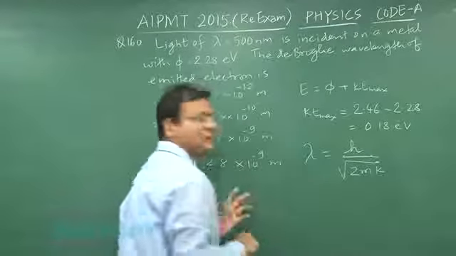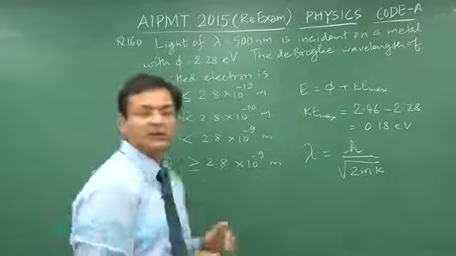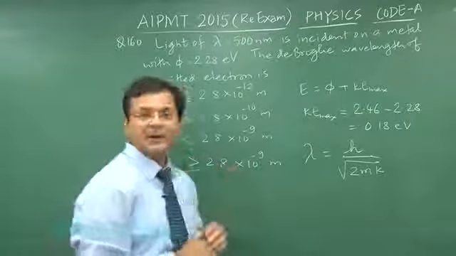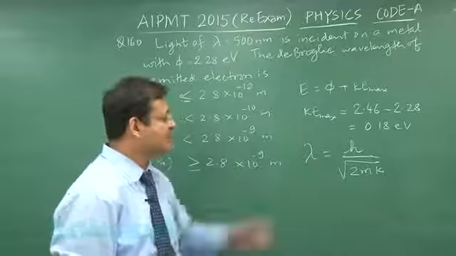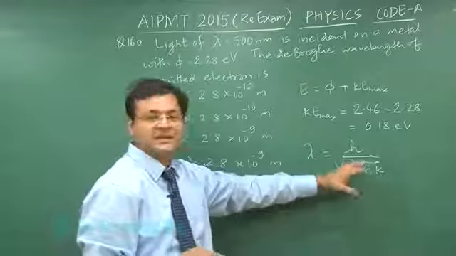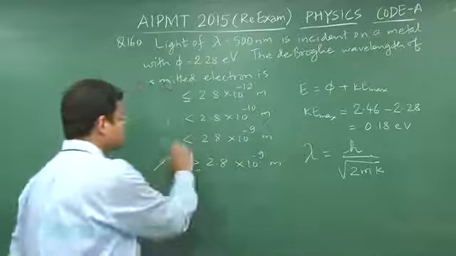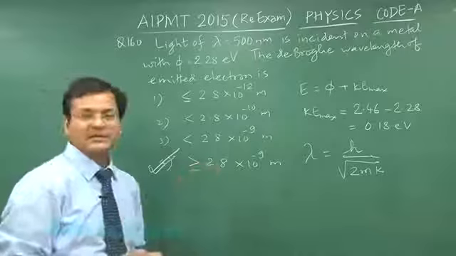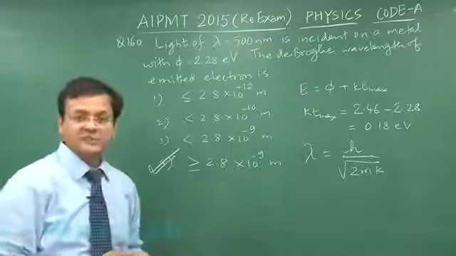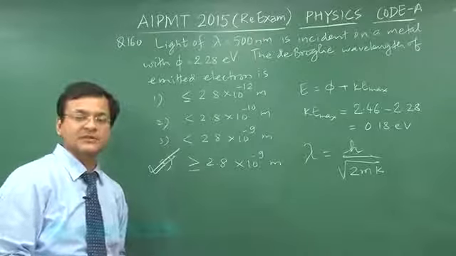So approximately you will find that this lambda value is coming out to be 2.8 into 10 power minus 9 meter. So any value more than that will also be permitted, because if the velocity becomes less, then lambda will be more. So you will be marking the fourth answer, greater than or equal to 2.8 into 10 power minus 9 meter. That is the answer to question 160. Switch over to next question 161.